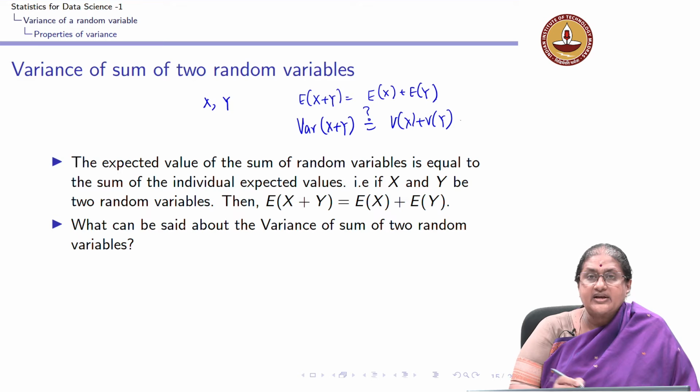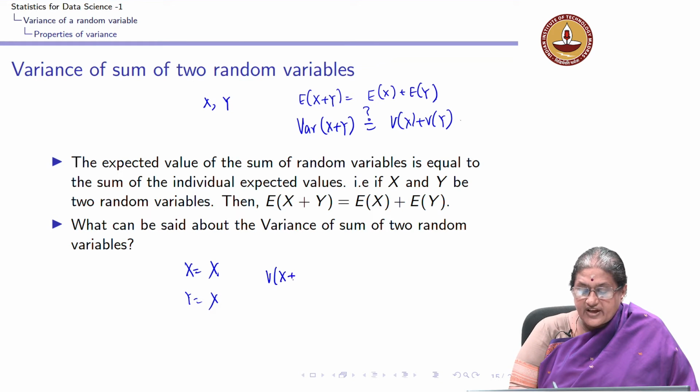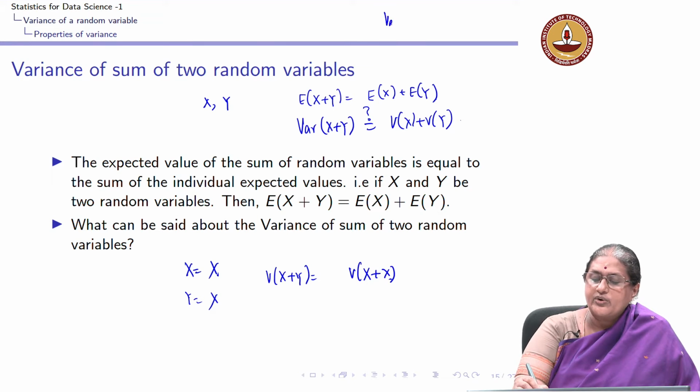Now let's look at the following case. Let X be equal to X and Y also be equal to X. Then the variance of X plus Y is nothing but the variance of X plus X. Let me write the variance of X and the variance of X.